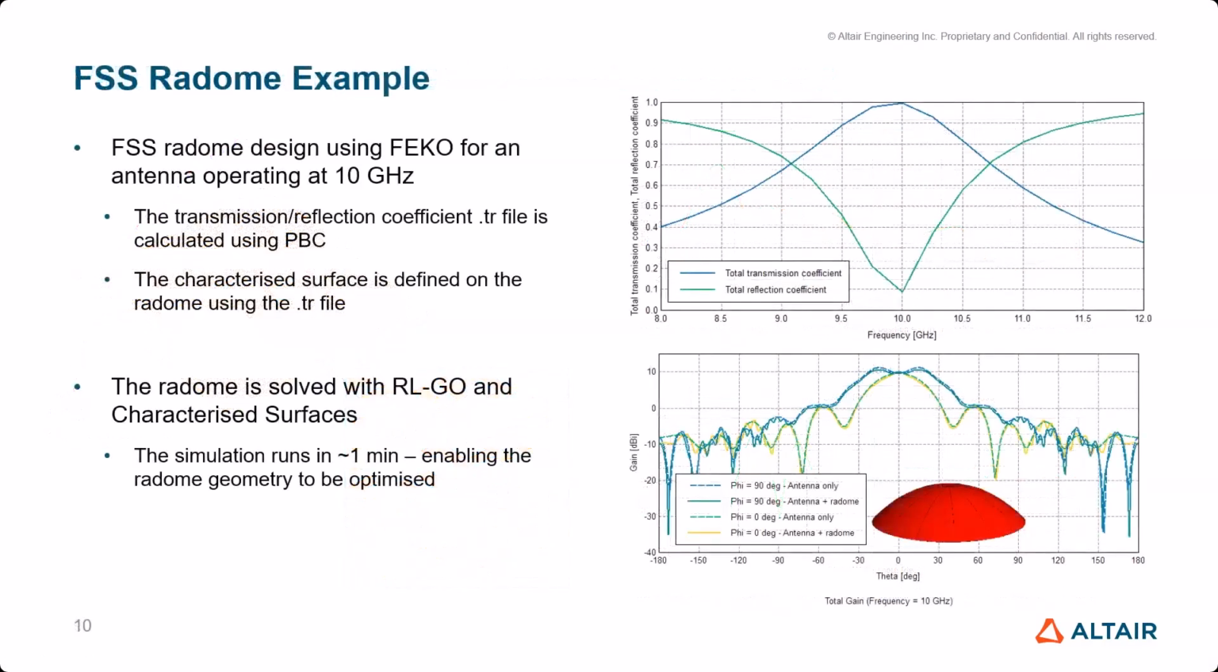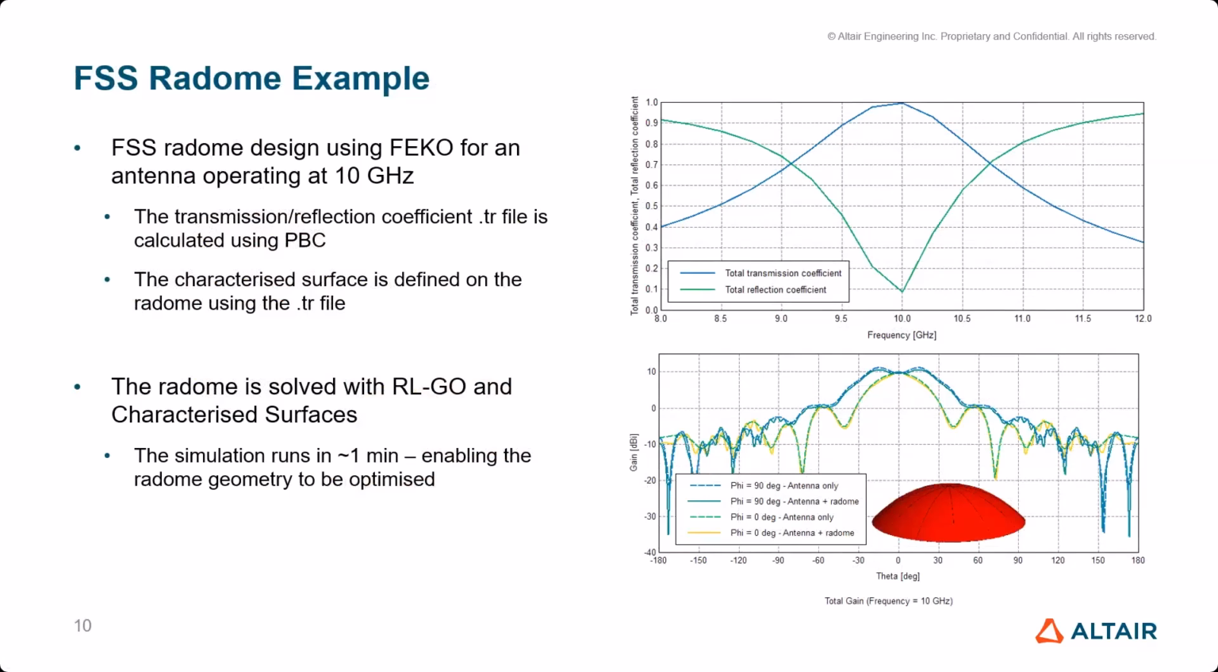Another example here, without any comparison in this case: it's an FSS radome at 10 gigahertz, and the TR file is used, RLGO is used, and the runtime is such that you cannot even get a coffee in that time, right? You see the results, but what's missing here is the comparison with some reference model.